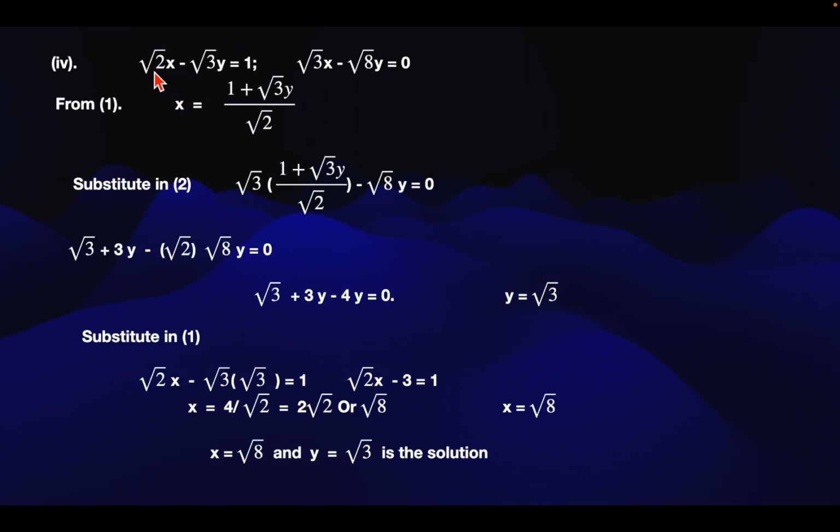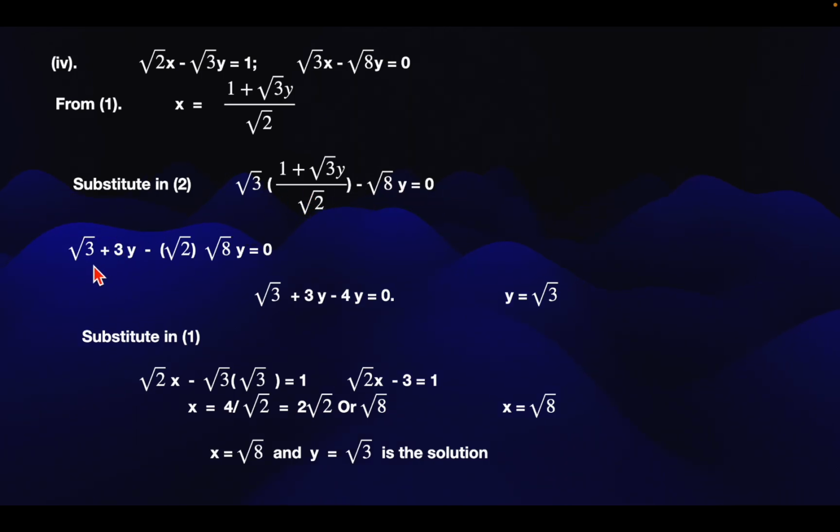Here you can see root 2x is equal to 1 plus root 3y, so x is equal to (1 plus root 3y) upon root 2. So you got the value of x. This value I am going to put here. See root 3, and I have substituted the whole thing in a bracket like this, minus root 8y, that I keep as it is, equal to 0.